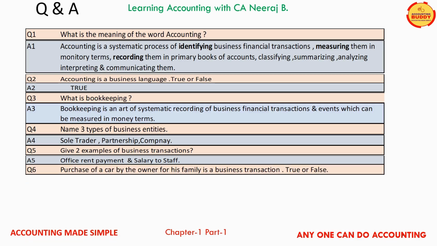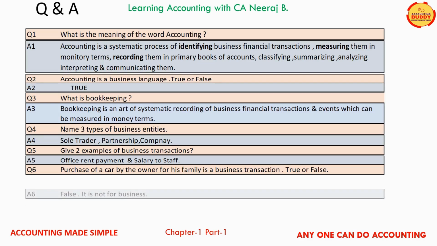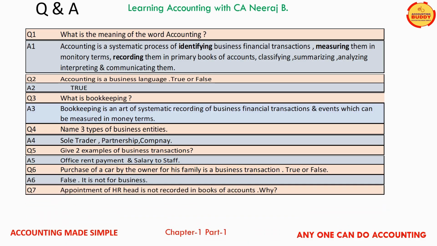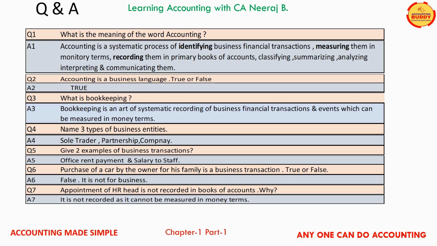Question number 6, purchase of a car by an owner for his family is a business transaction. True or false? It is definitely false because it is not related to the business. Question number 7, appointment of an HR head is not recorded in the books of accounts. Why? It is not recorded because it cannot be measured in money terms.